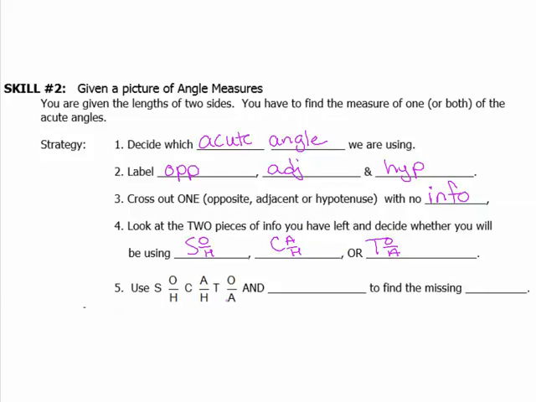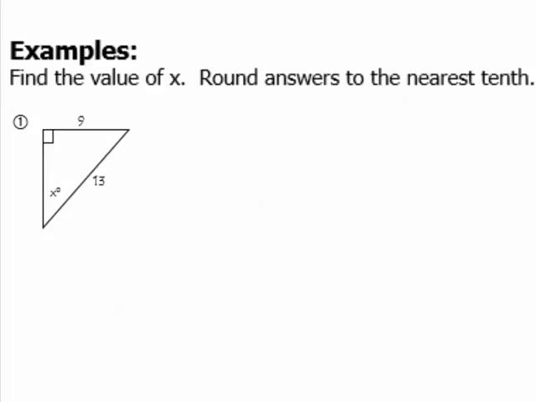Now I'm going to use SOHCAHTOA and the calculator, the second key, to find the missing angle. So let's try a problem. Step 1, I need to pick an angle. I'm going to pick the one with the X. I'm going to label my opposite, my hypotenuse, and my adjacent.